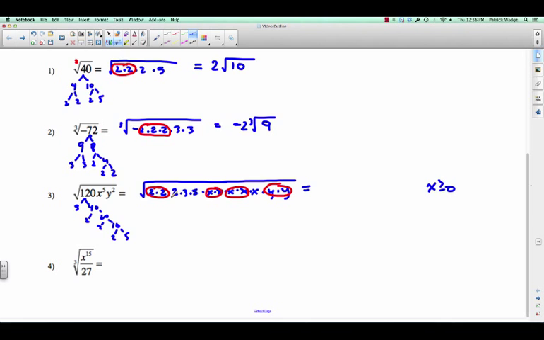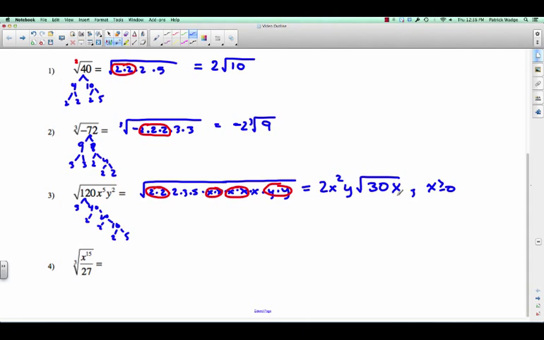Okay, so let's look at what we have. We have a pair coming out, which is a 2. We have an x and another x, so that's an x squared, and we have a y coming out. And then what's left inside is 2 times 3 times 5, which is 30, and we still have one x left. And then we have our restriction, the x is greater than or equal to 0.